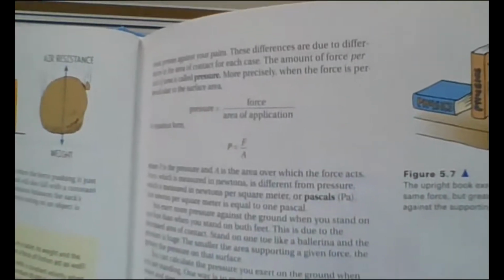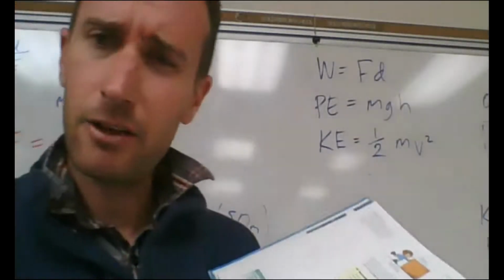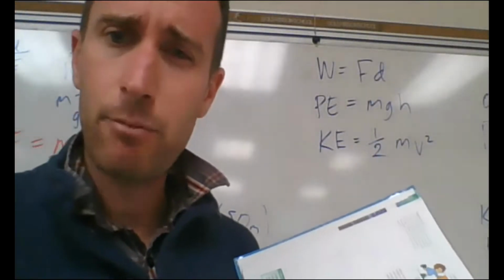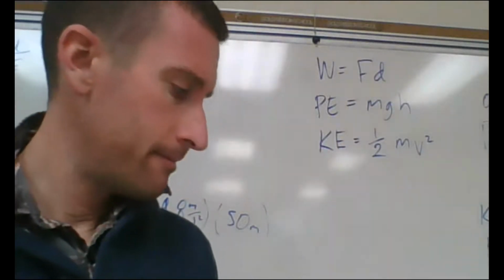Pressure. Pressure is equal to force over area, P equals F over A. And I believe that we have that in our Physics Everything, although we may not have added it. We might have to add pressure to our Physics Everything. Pressure is force over area.